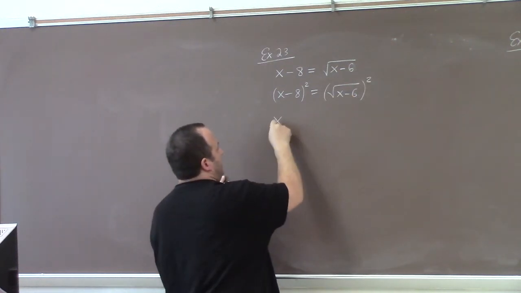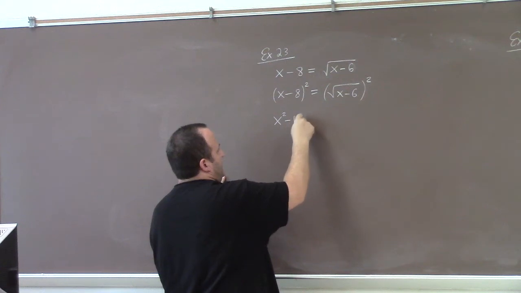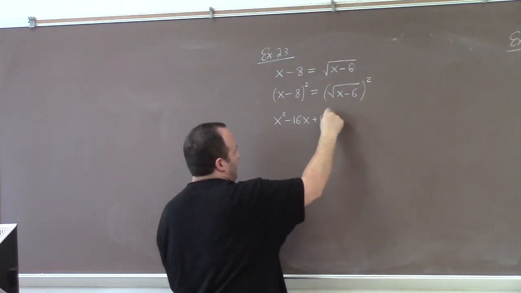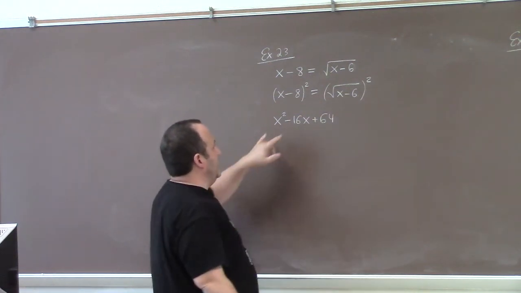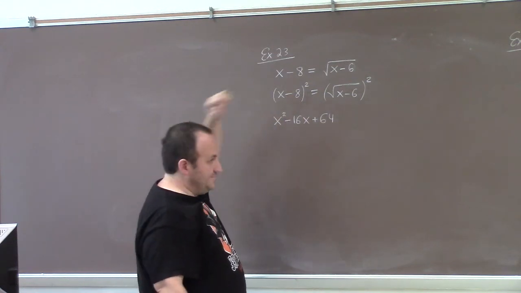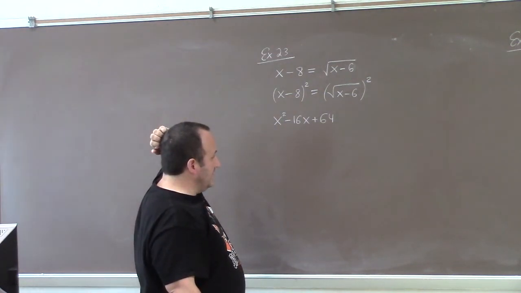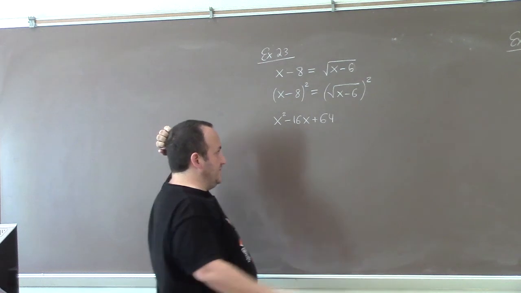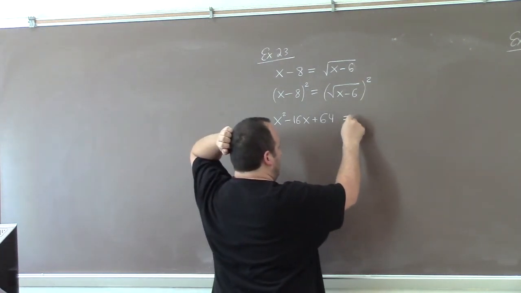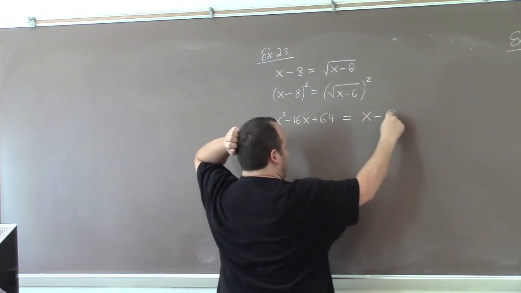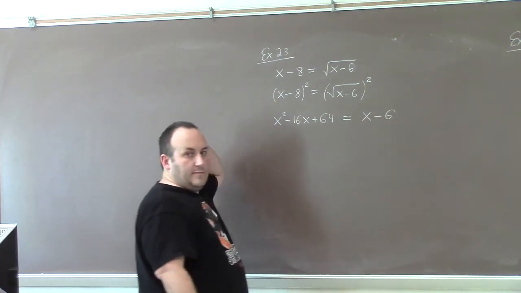And so we get x squared minus 16x plus 64 from foiling out this (x minus 8) squared. And what's the square root of (x minus 6) squared? Well, that's just x minus 6 again, right?